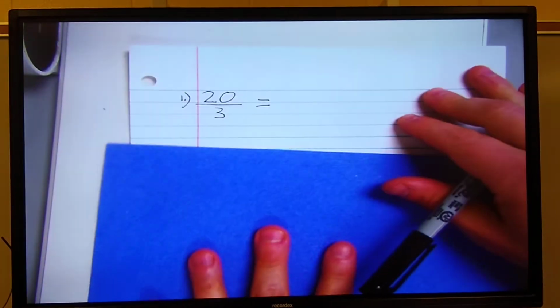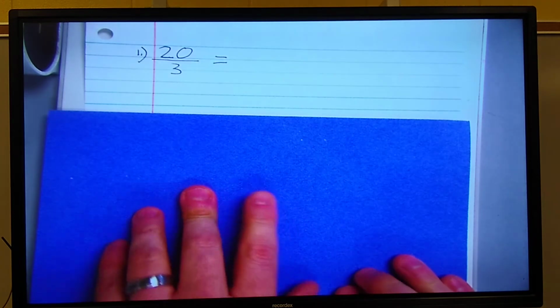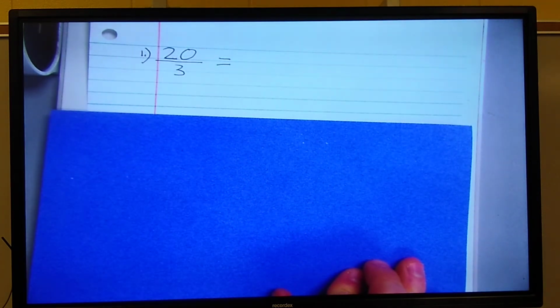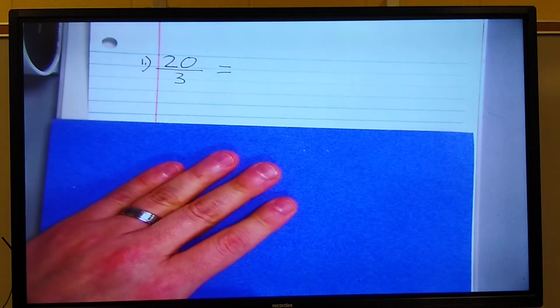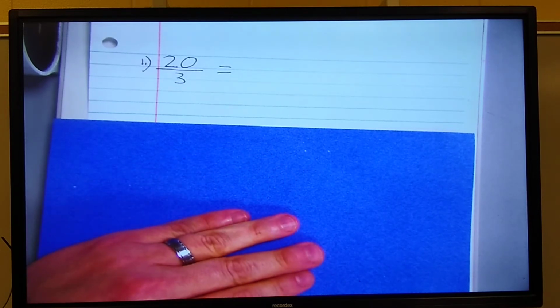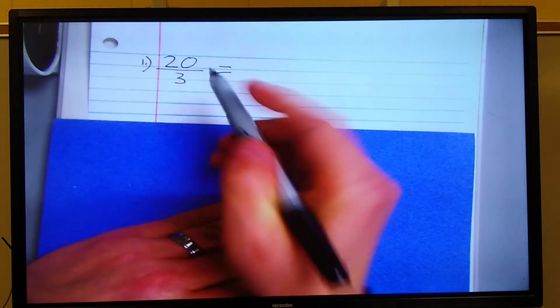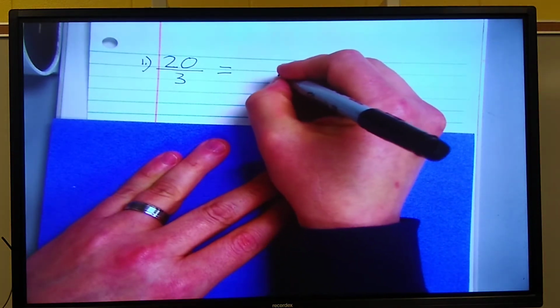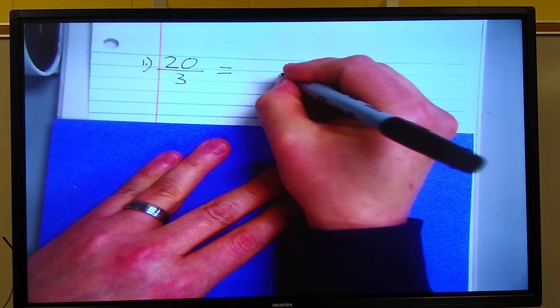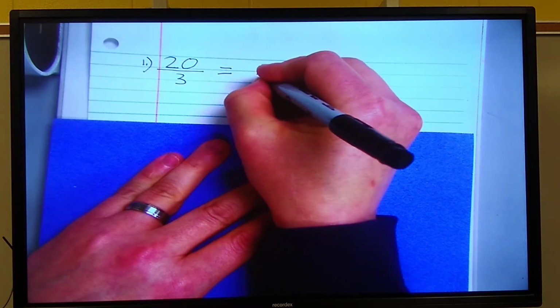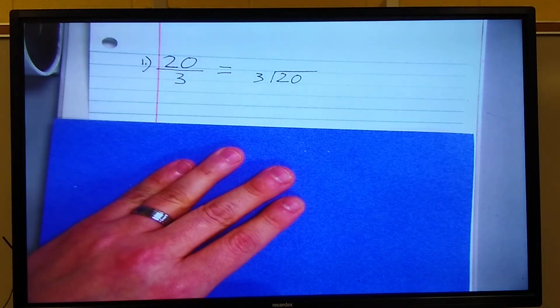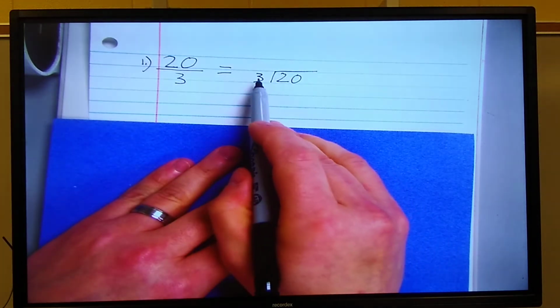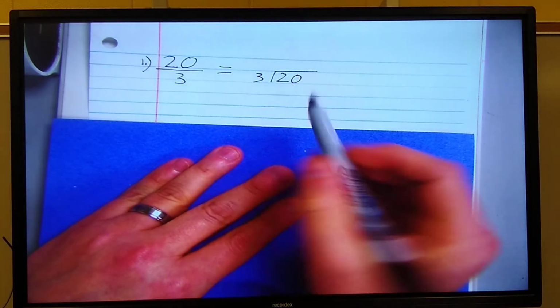Now, let's switch it up. Now we're going to go the other way. We're going to change improper fractions into mixed numbers. Now don't do this one. We're going to work this one together. If you come across an improper fraction and you desire to change it to a mixed number, all you have to do is divide the numerator divided by the denominator. So 20 divided by 3. 3 will go into 20 how many times?